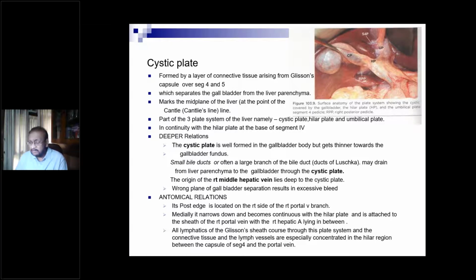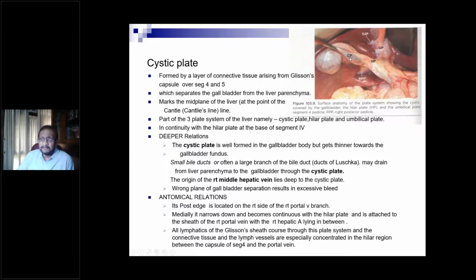Now, we didn't know the cystic plate before, but now we know it when we are doing a laparoscopic cholecystectomy. When we lift the gallbladder up from the liver, we find that there is a bed of the gallbladder, and often you find a whitish layer in this area, and that is what we know as the cystic plate. Just for information, the gallbladder has three plates, which are nothing but condensations of the connective tissue from Glisson's capsule, which covers the liver.